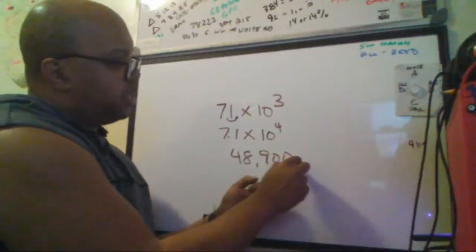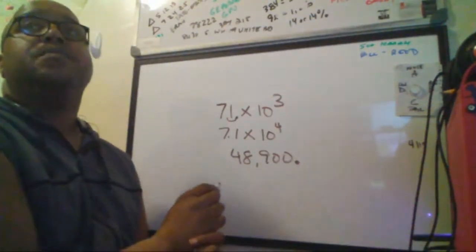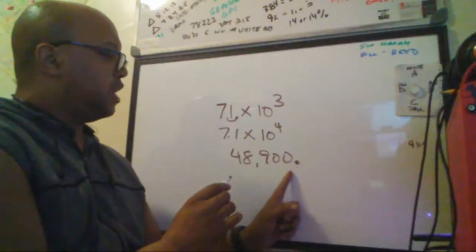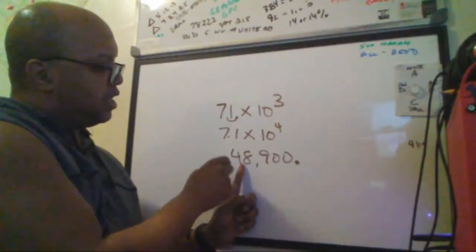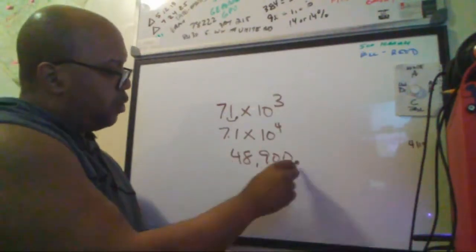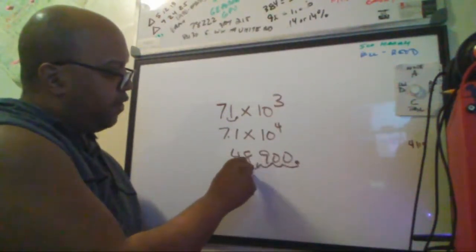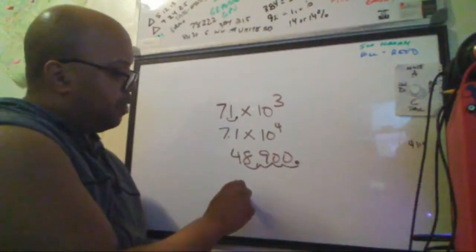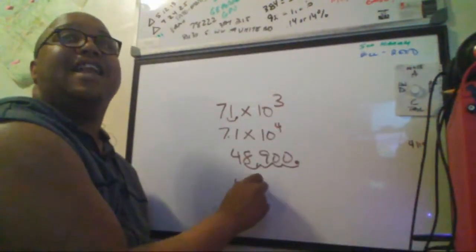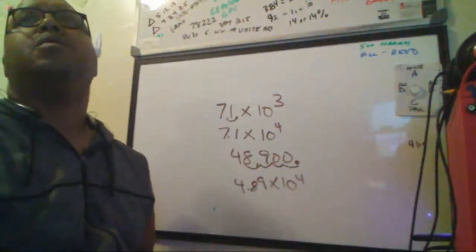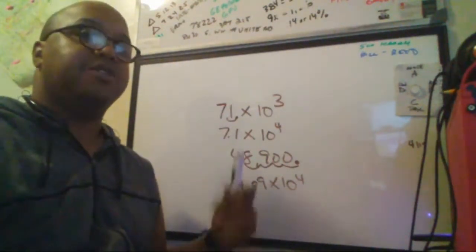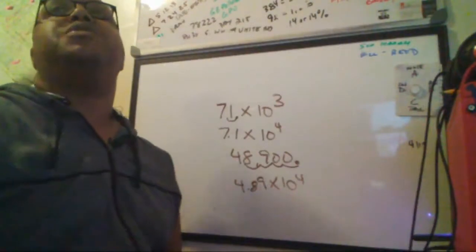Again, the decimal's here, and we need to move the decimal to the most left significant digit. So we go 1, 2, 3, 4. So this will be 4.89 times 10 to the 4th power. Okay, so I hope I did answer 2 of your questions there.